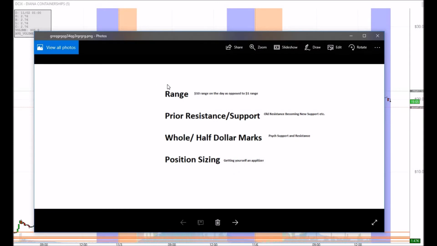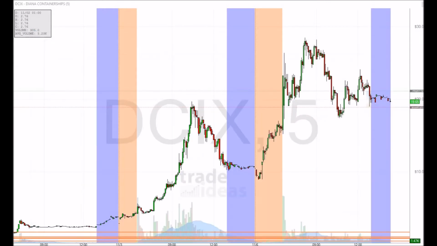Now, the first point we're going to talk about is range, right? Whether it be a $10 range on the day as opposed to a $1 range. We're going to talk about prior support and resistance areas, right? Old resistance becoming new support. We're going to talk about whole and half dollar marks, right? Cycle support and resistance areas. We're also going to talk about position sizing, getting yourself an appetizer. So without further ado, go ahead and pause this video real quick. Grab yourself a beer, grab yourself some chips, whatever the case might be, sit back, kick your feet up, and let's talk about support and resistance.